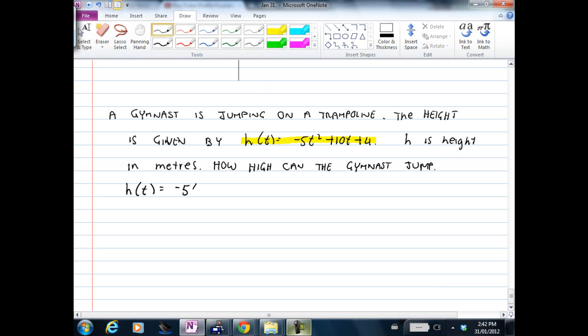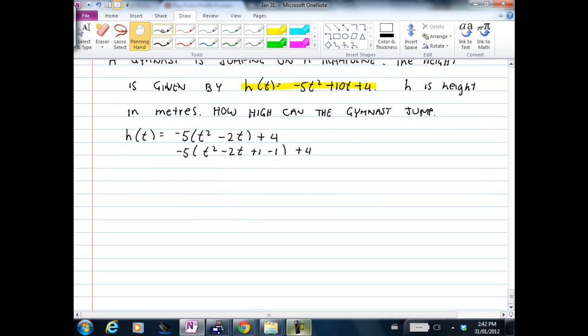Negative 5t squared plus 10t plus 4. Okay. Nothing too bad. I make it very simple. I'm not going to rush it. Factor out negative 5: negative 5 times t squared minus 2t plus 1, minus 1, plus 4. Now, I'm just going to bring things out. Minus 5 times t squared minus 2t plus 1, plus 5 plus 4: negative 5 times (t minus 1) squared plus 9.